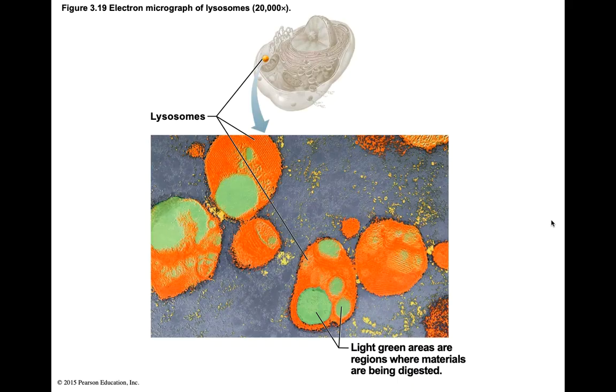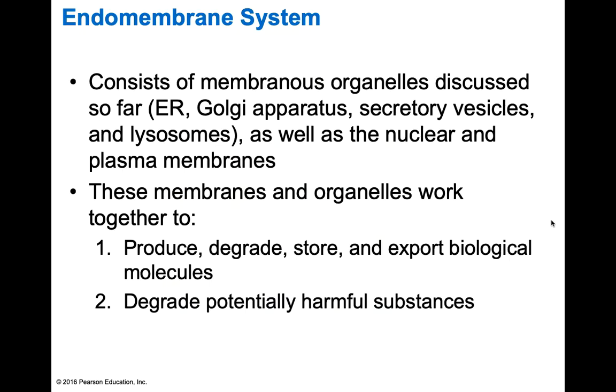So here's an example of what your lysosomes would look like. The lysosomes are these orange blobbies, and then we have light green areas of material being digested within them. Next, we have an endomembrane system. So this is our membranous organelles that we've discussed so far, like the endoplasmic reticulum, the Golgi apparatus, the secretory vesicles and lysosomes, as well as the nuclear and plasma membrane. So these are our membrane-bound organelles.